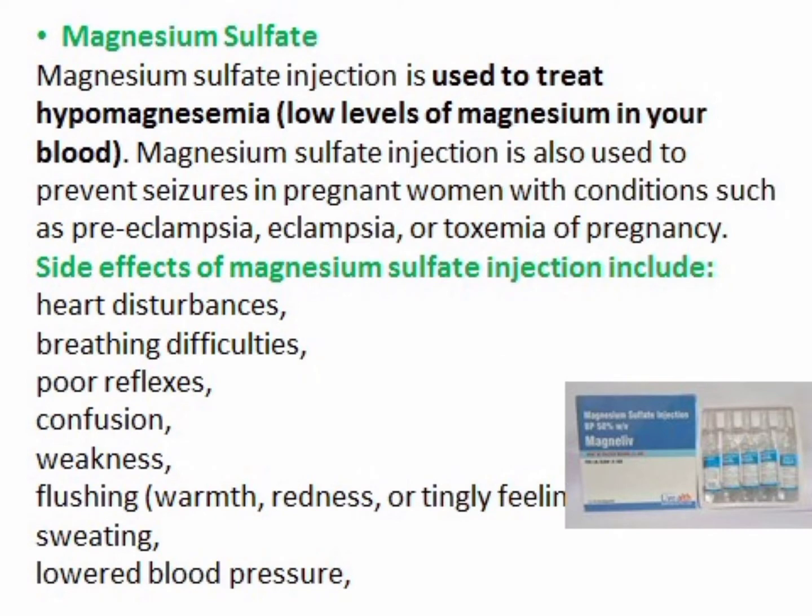Next is magnesium sulfate. Magnesium sulfate injection is used to treat hypomagnesemia, low level of magnesium in your blood. Magnesium sulfate injection is also used to prevent seizures in pregnant women with conditions such as pre-eclampsia, eclampsia or toxemia of pregnancy. Side effects are heart disturbances, breathing difficulties, poor reflexes, confusion, weakness, flushing, sweating, lower blood pressure.